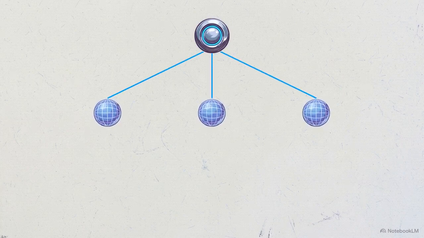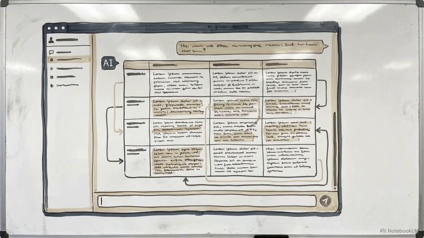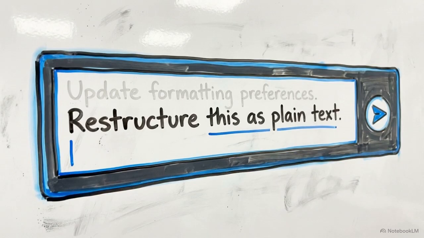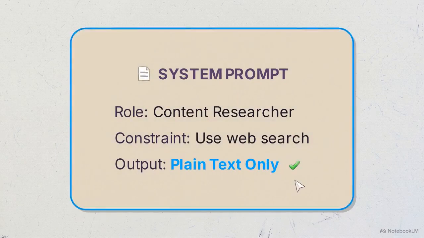The agent browses the internet, pulls 3 trending news articles, cites its source links, and delivers a complete script outline with an engaging hook. If the output format isn't quite right, for example, if it used tables instead of plain text, we don't open a code editor. We just type a correction directly into the chat: Restructure this as plain text. The agent reads the feedback and updates its own instructions for the next run.